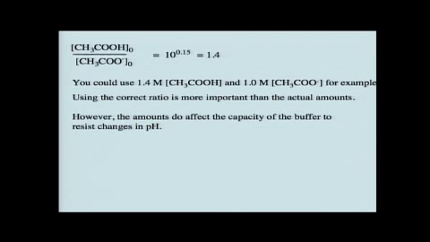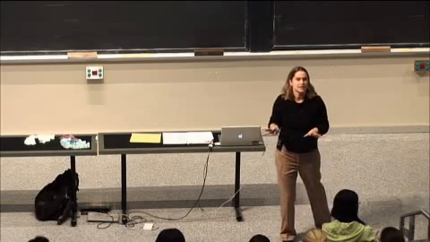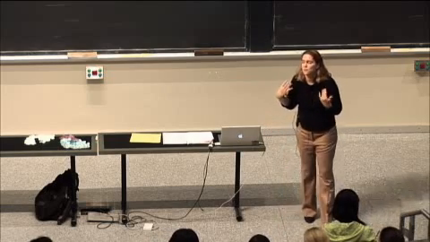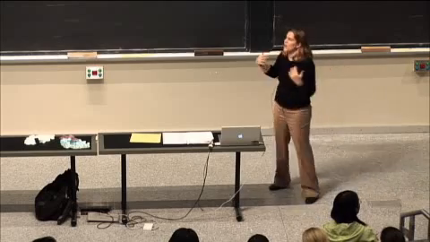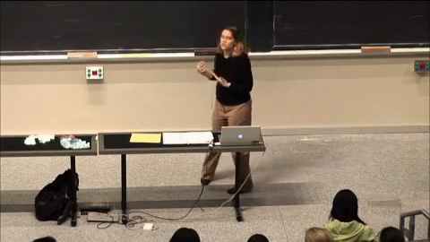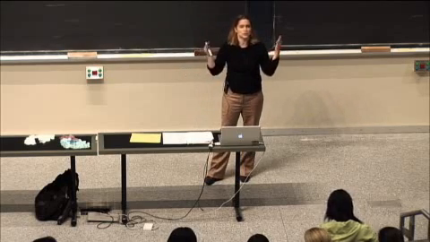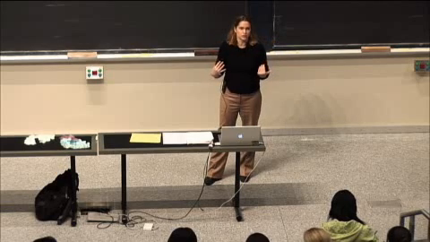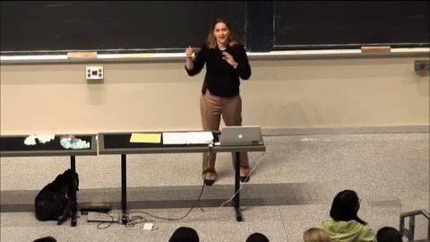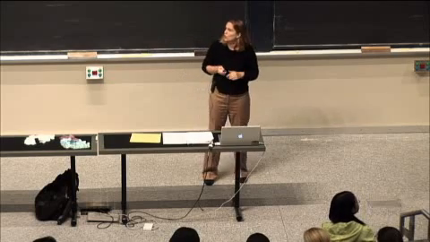However, the amounts get to this issue of the capacity of the buffer, how resistant it is to changes in the pH. So if you use too low concentrations of both, it won't be all that resistant. So if you need a better buffering capacity, you should use higher concentrations. And you can use Henderson-Hasselbalch to calculate the minimum amount you use to have that 5% rule work.